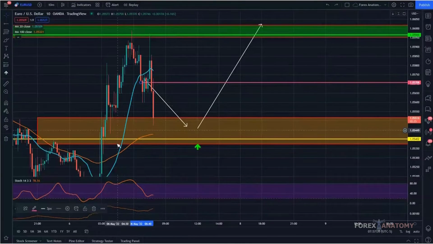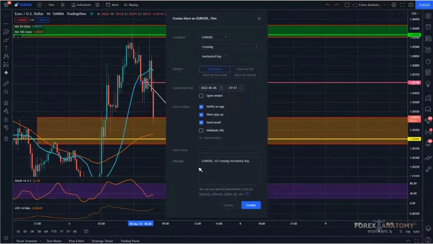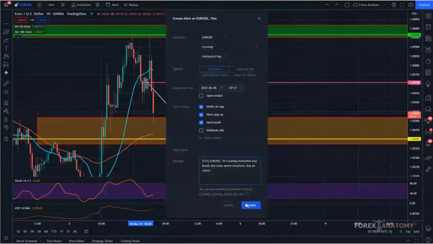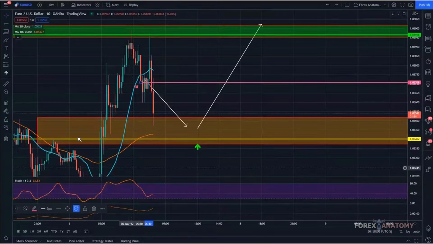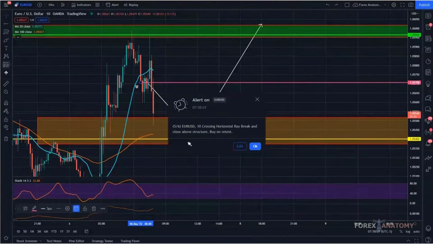So let me add a price alert. Of course, put the date, May 6th, and say break and close above structure, buy on retest. All right. So that's what I'll do, and we can plan in advance.